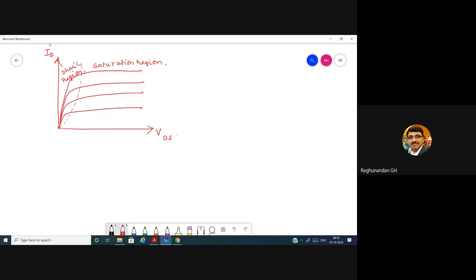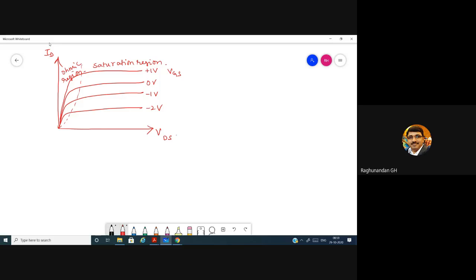So when positive, this is VGS, positive gate voltage is given maximum 0 volt, minus 1 volt, minus 2 volt. You can see that when gate voltage is towards negative, the drain current starts decreasing. Now, when the drain to source voltage is increasing, during that time the current will also start increasing. In the ohmic region, it will be having that variation or it will increase.